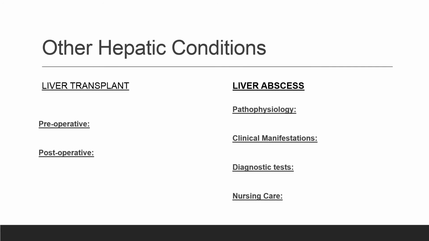Nursing care depends on the physical status of the patient and the medical treatment provided, but it may include administration of medications and fluids, care of the drains, education, skin care, and hemodynamic monitoring.